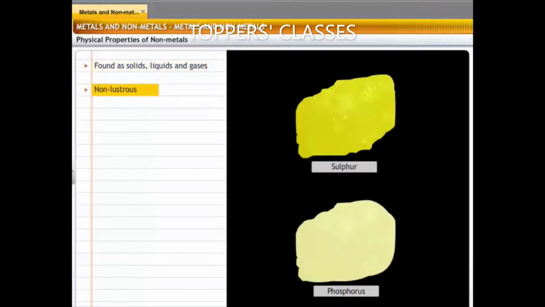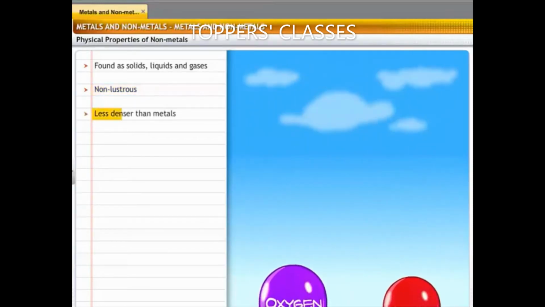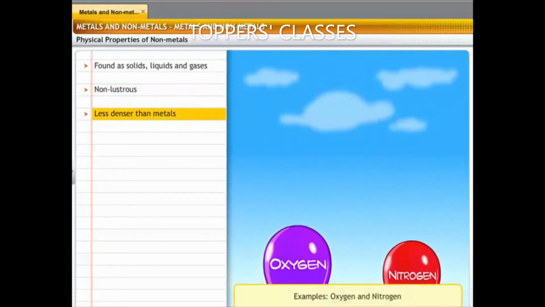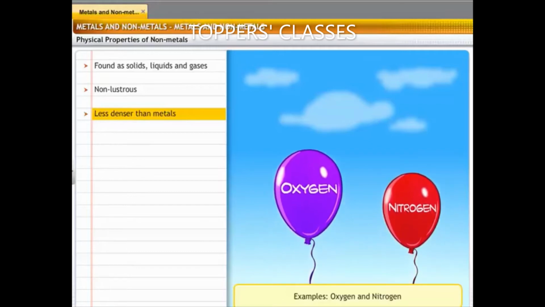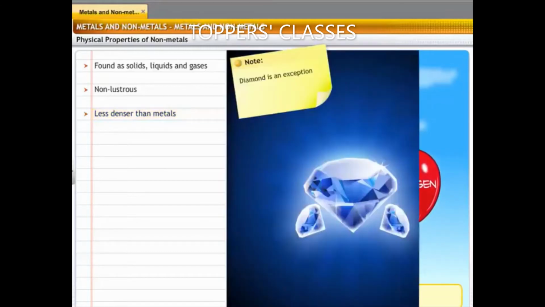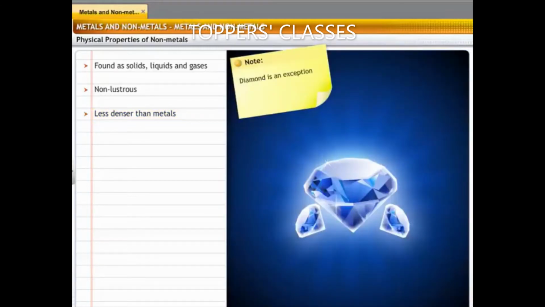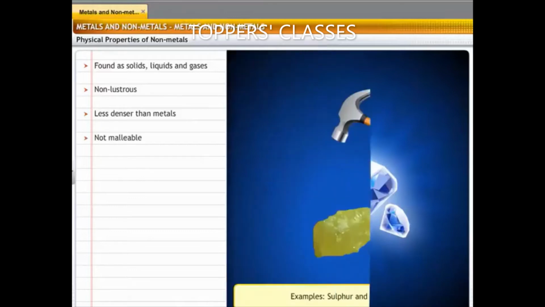Non-metals are non-lustrous, that is, they have a dull appearance. For example, the surfaces of sulfur and phosphorus do not shine. Most non-metals have a very low density. For example, oxygen and nitrogen are lighter than air. The exception is diamond, a form of carbon. Diamond is one of the strongest known substances. This is because carbon, in this form, has a very high density.